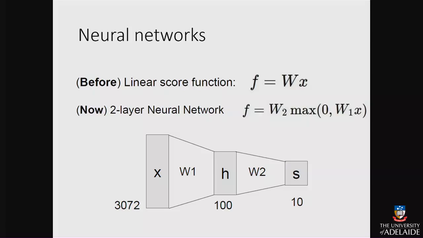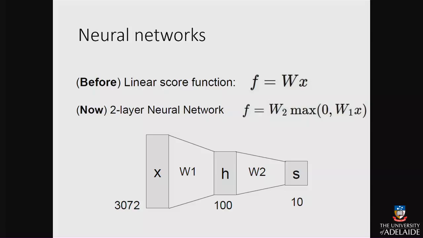The h is then input to a nonlinear function, here simply a max function. Then the output is another linear transformation with parameter W2. So we have W1 and W2. This is called a 2-layer neural network. The input x has size 3072, because our image is 32 by 32 by 3. If we stretch the image into a vector, it will be about 3000 dimensions.